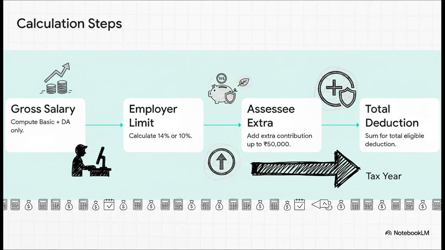Imagine an employee at a private IT firm who is under the new default tax regime, Section 202. Step 1, calculate their eligible salary. Let's say their basic pay plus DA comes to exactly 10 lakh rupees for the tax year. Step 2, since they are under the default regime, we compute the employer contribution limit at that higher 14%. So that's 1,40,000 rupees. Step 3, the employee also voluntarily invests in the NPS. And Step 4, we add it all up to find their total eligible deduction.